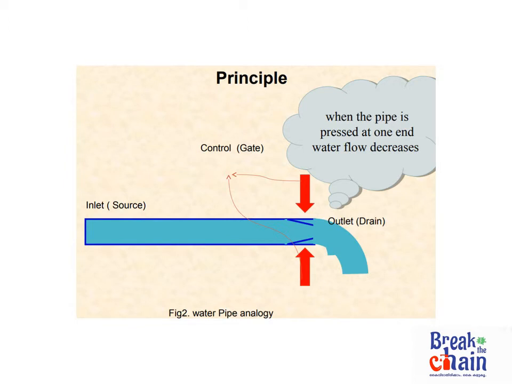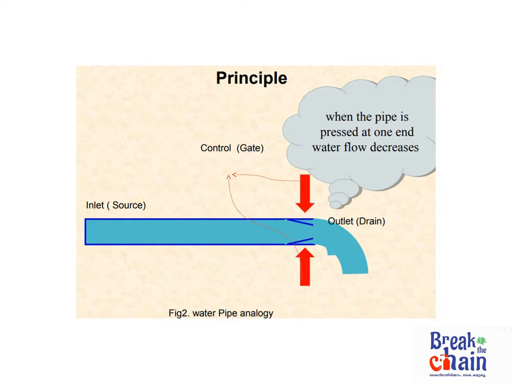Here you can see this is a water pipe through which water is flowing, and this is called the inlet and this is called the outlet. Inlet can be compared to the source terminal of the FET, and outlet can be compared to the drain terminal of the FET, and the control is compared with the gate.